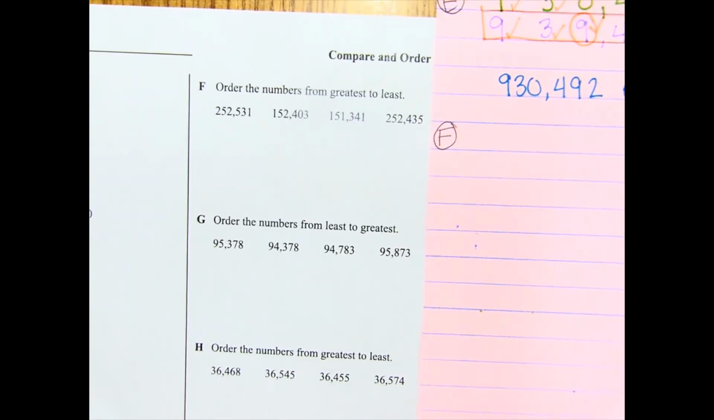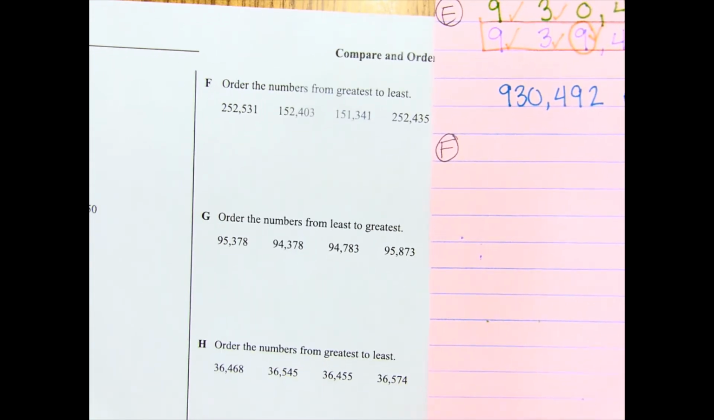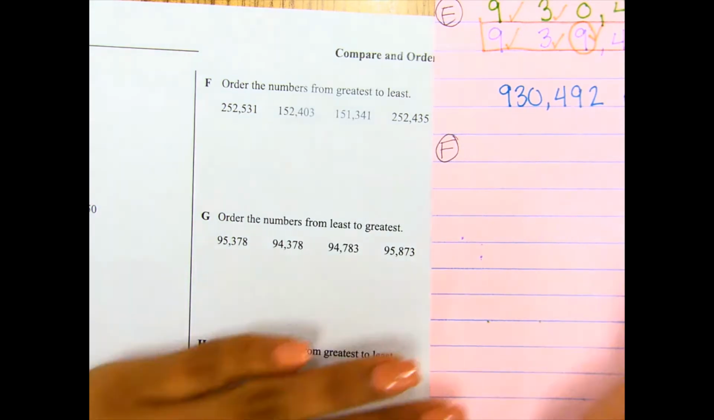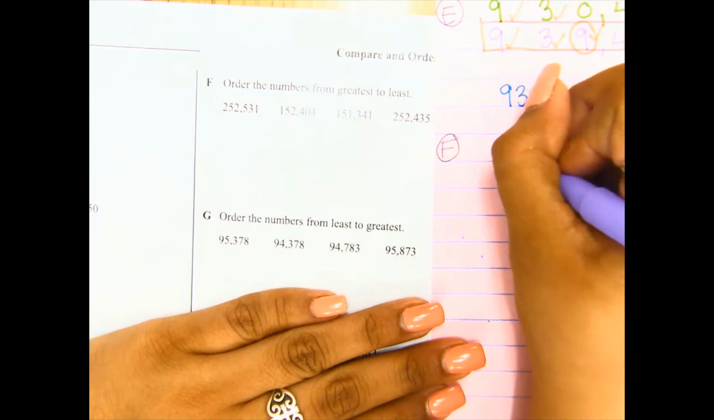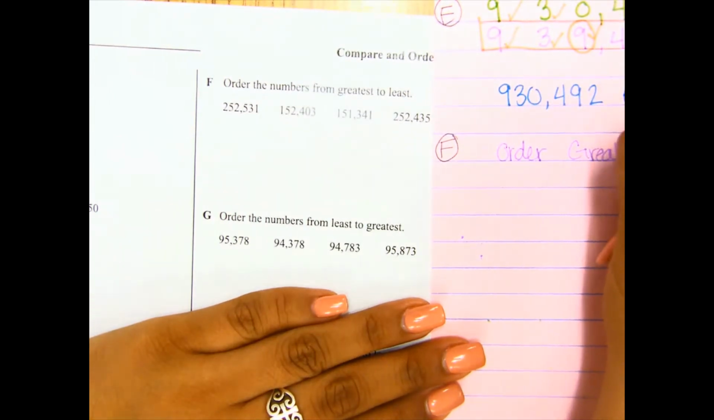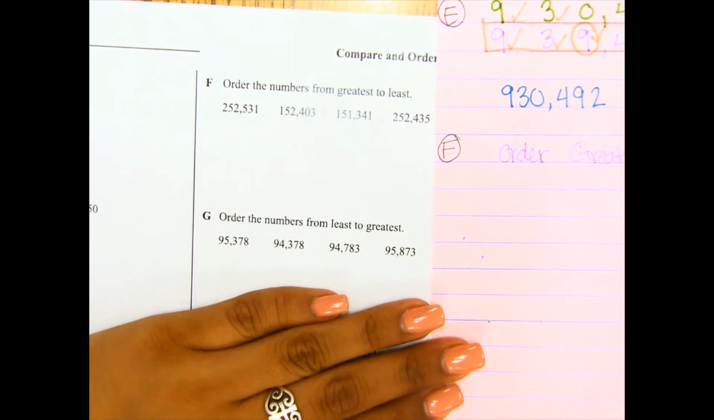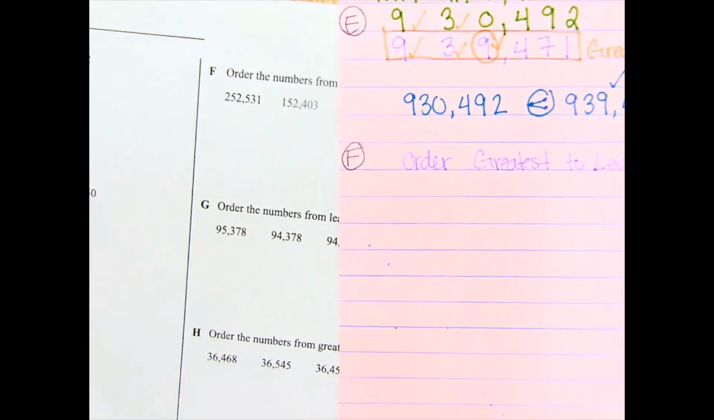Now, let's look at letter F. This one says order the numbers from greatest to least. So I'm going to write on my paper that we're going to order greatest to least. Make sure we have that written down somewhere because this is how we need to remember. I don't want to make easy mistakes that I don't have to make.